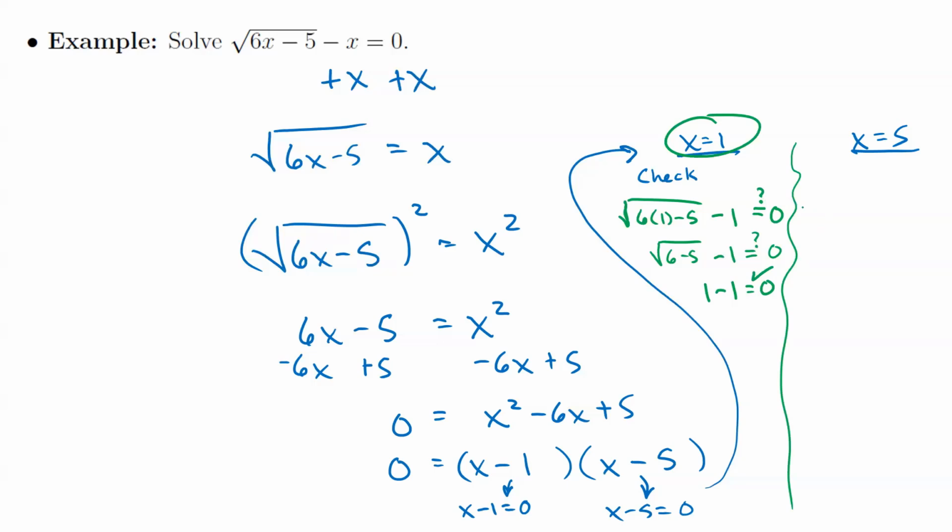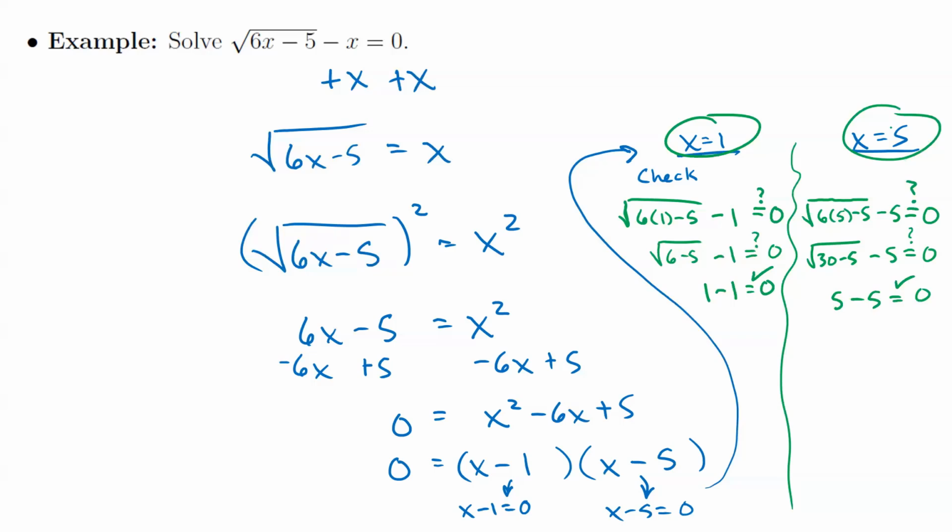If I do the same thing with x equals 5, the square root of 6 times 5 minus 5 minus 5, does that equal 0? So that's 30 minus 5 under the root. 30 minus 5 is 25, so this would be 5 minus 5. Yes, that equals 0, so this is also a solution. So we end up with two solutions here.